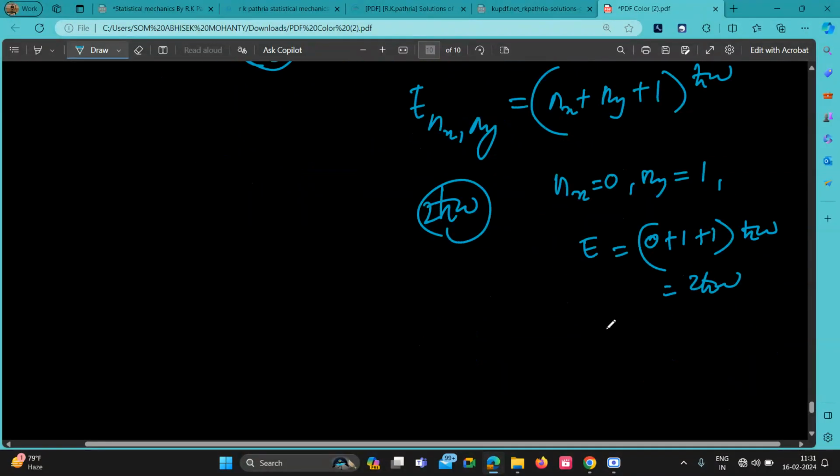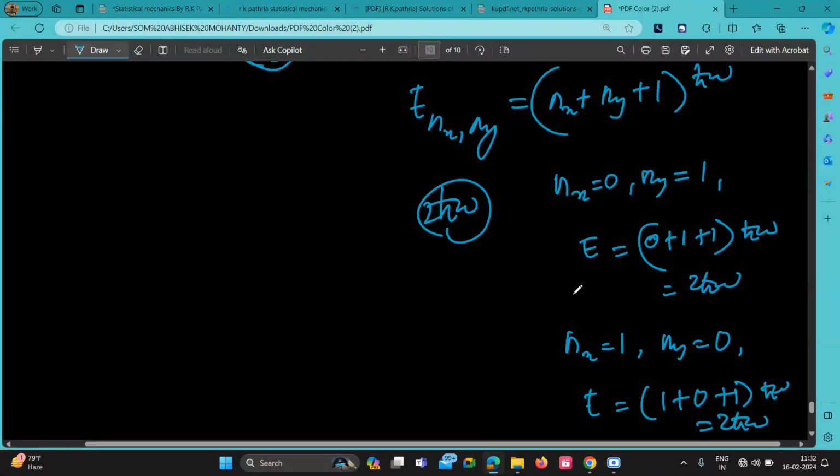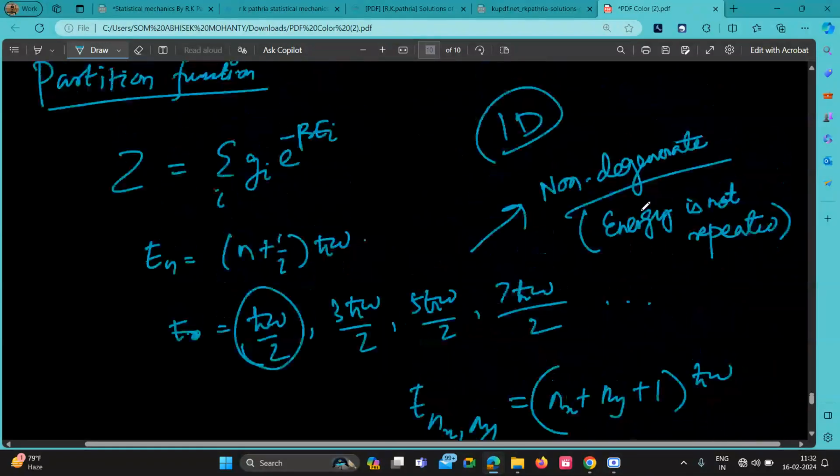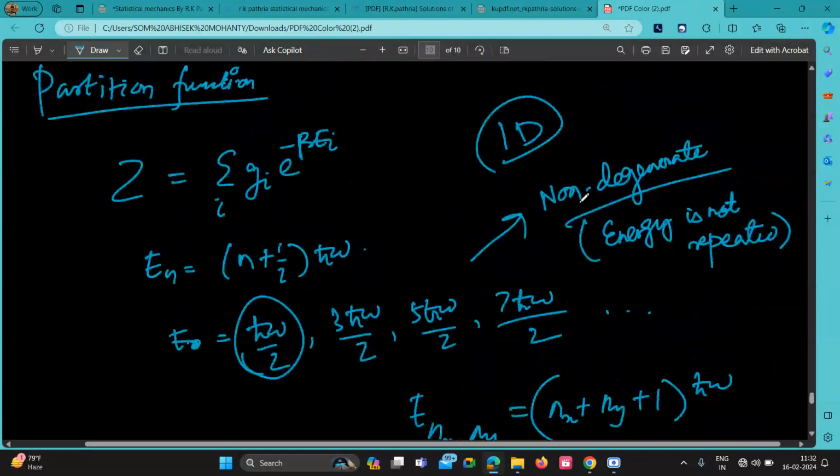But if I say again that nx is 1 but ny is 0, then your energy value will be 1 plus 0 plus 1, ħω, that is your 2ħω. So this is not non-degenerate, this is degenerate. Degenerate means it has some degeneracy. That means the energy is repeated twice or thrice or however many times. But the 1D harmonic oscillator is non-degenerate. Energy is not repeated. So these are the non-degenerate values. That means degeneracy is 1 for everything.